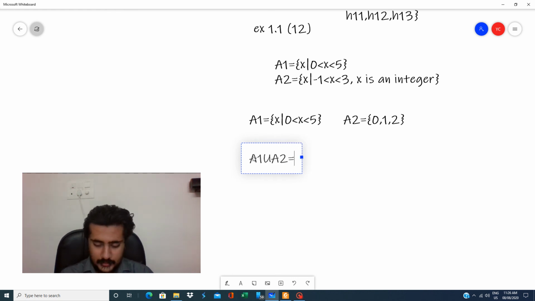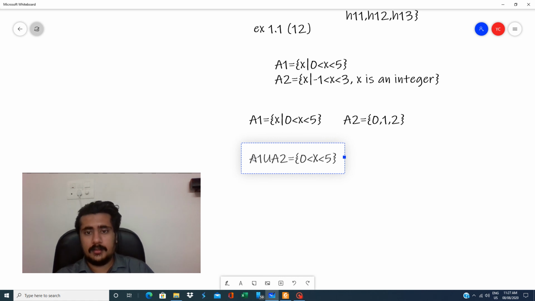In union, we will be covering each and every part, you can say. Okay. So we'll be taking 0 less than x less than 5. We will be covering everything. See now how it actually relates. I have taken 0 to 5. So 1 and 2 is between this 0 to 5.